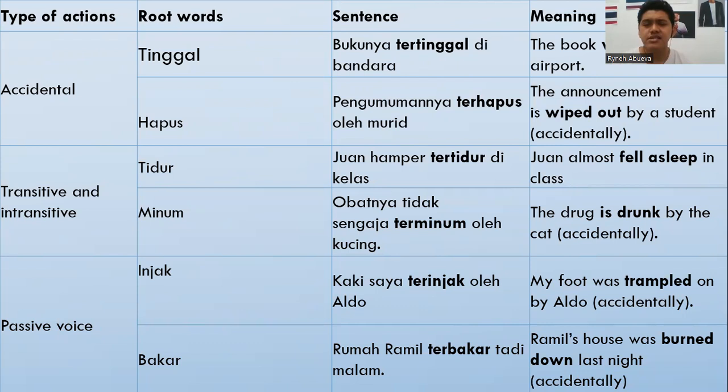The next type of action is transitive and intransitive. It's the same thing with malverbs. But in this case, the actual root word we're going to add the ter to, it will become an action which is already done. The root words used in this slide are the following: tidur and minum. Juan hampir tertidur di kelas, meaning Juan almost fell asleep in class.